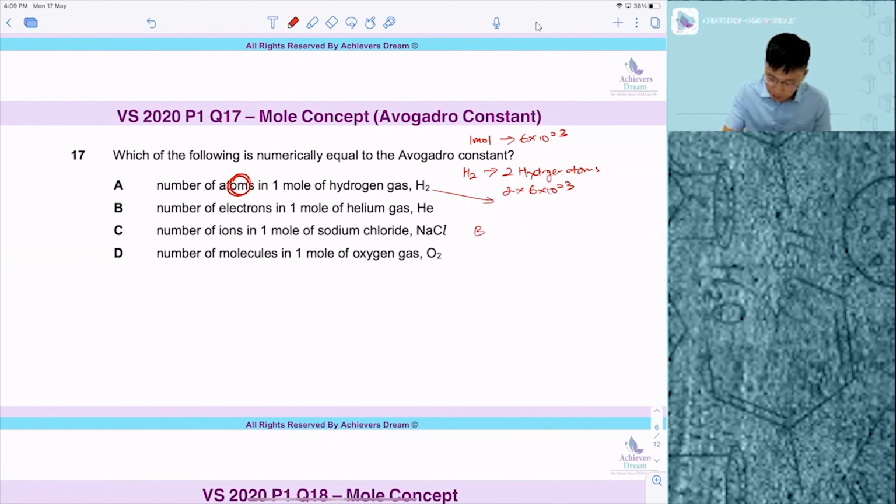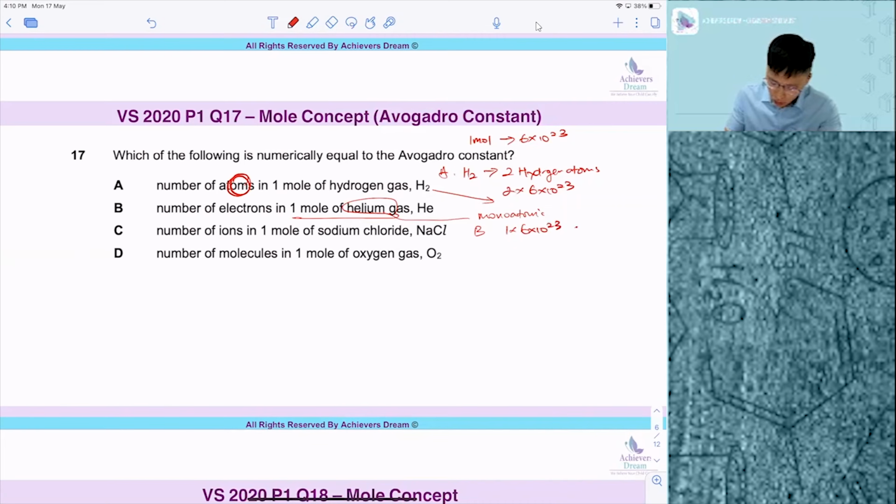How about B? For B, 1 mole of helium gas. Take note that helium is what I call a monoatomic gas, because they are noble gases. They exist alone, solo. So in this case, it's just 1 times 6 times 10 to the power of 23.